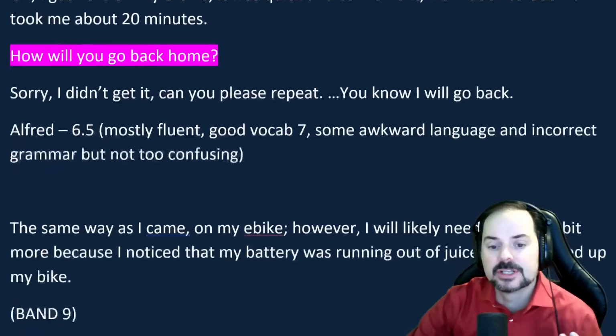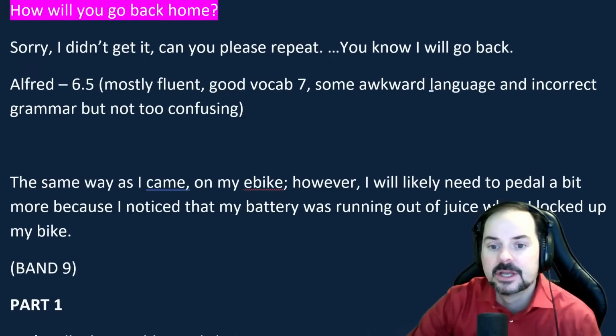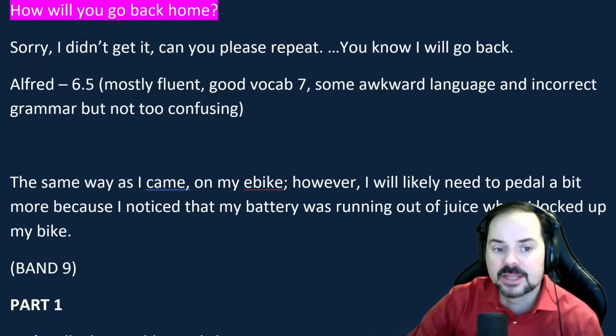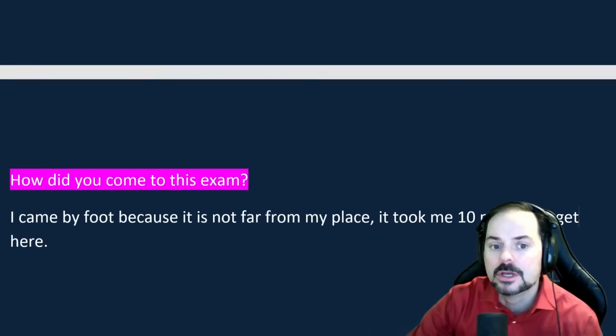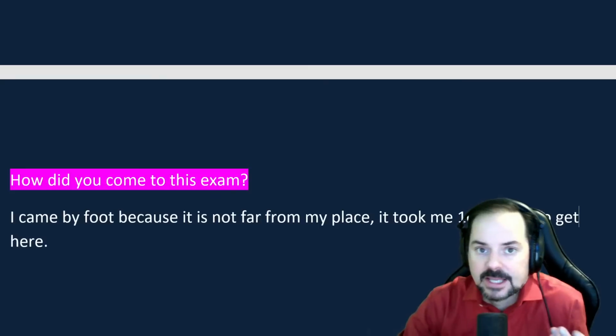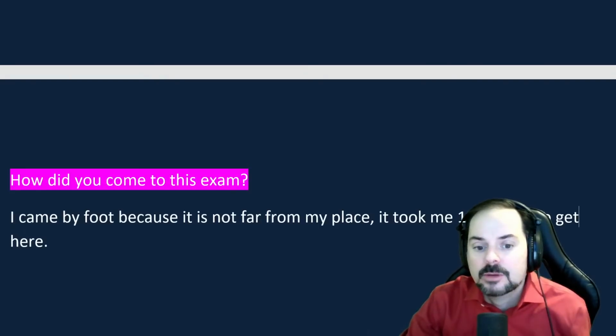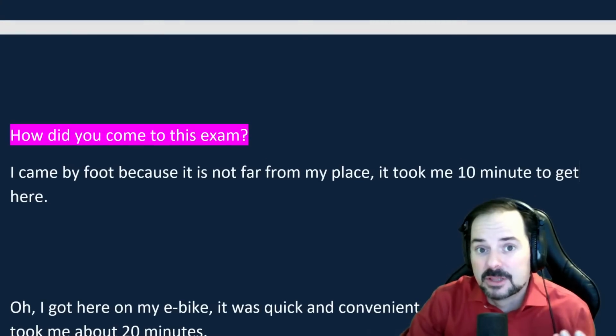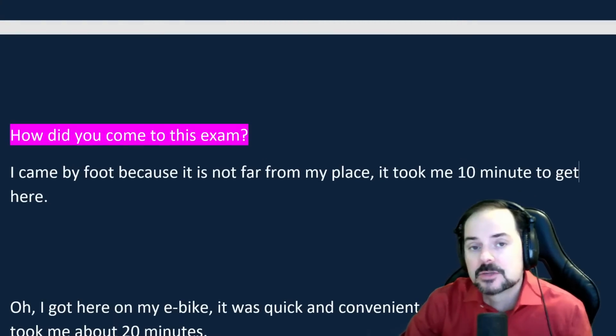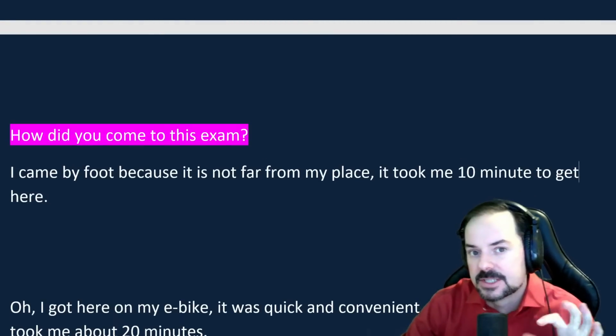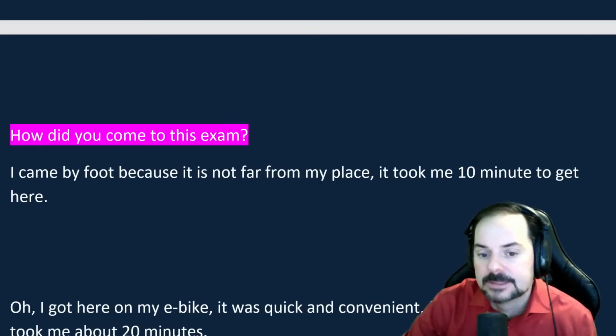So the examiner is thinking, okay, mostly fluent, some awkward and incorrect language, but not too confusing. So when you gave me this answer, I wasn't confused. Like I understood you, I got you, but there were definitely 2 or 3 clear mistakes in one sentence. So I can't give you a 7. Do you see how that works, right?